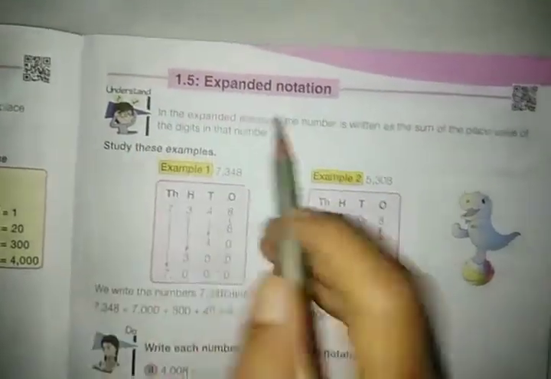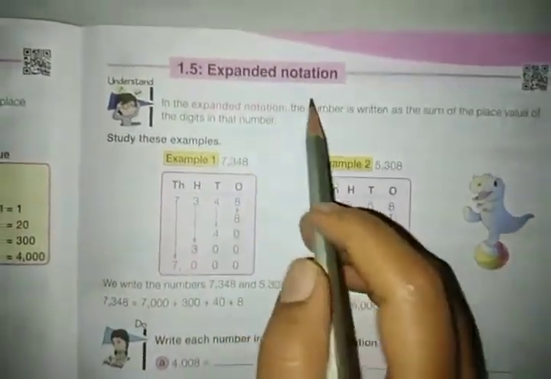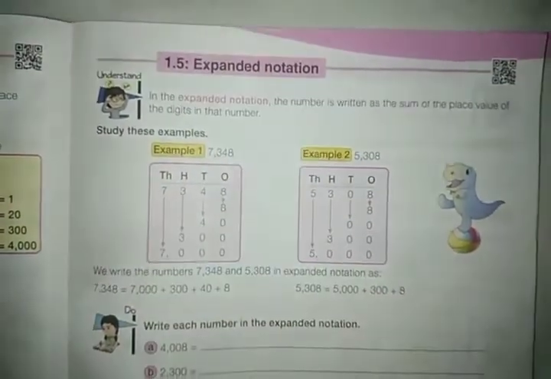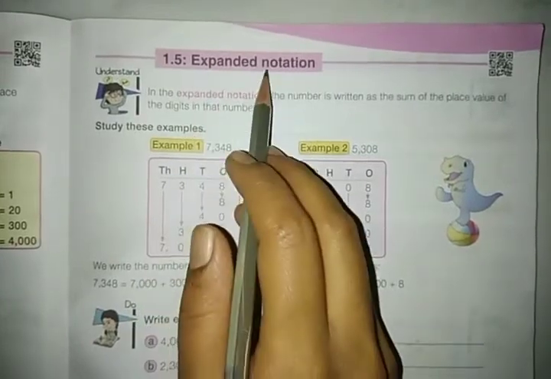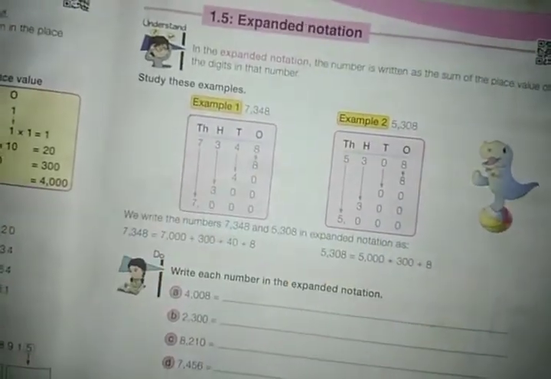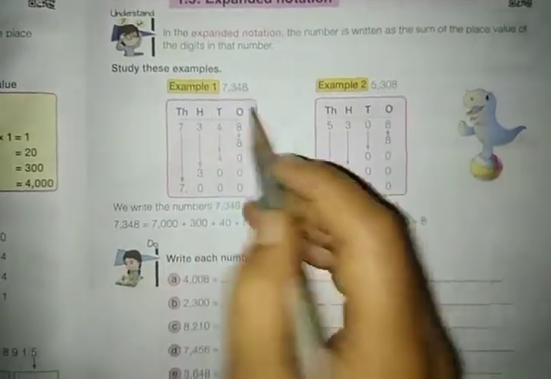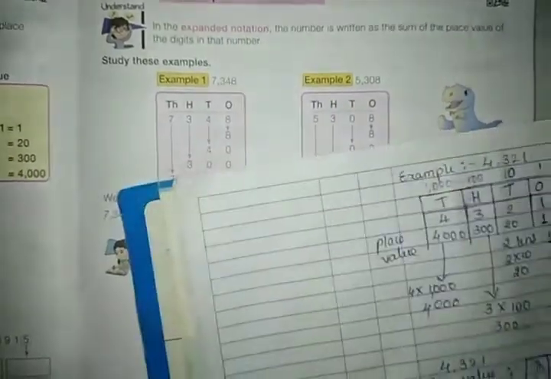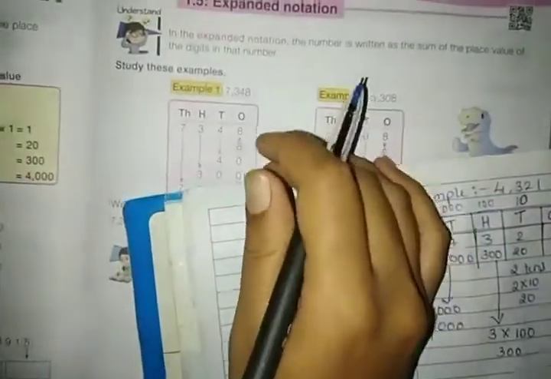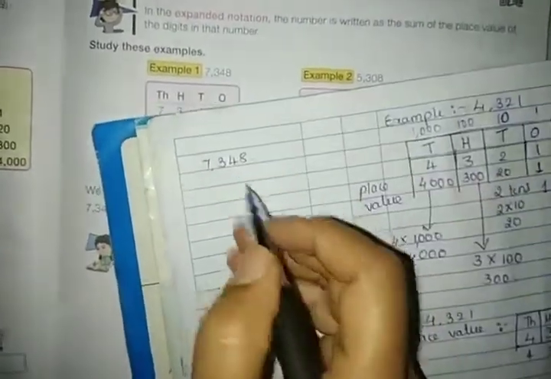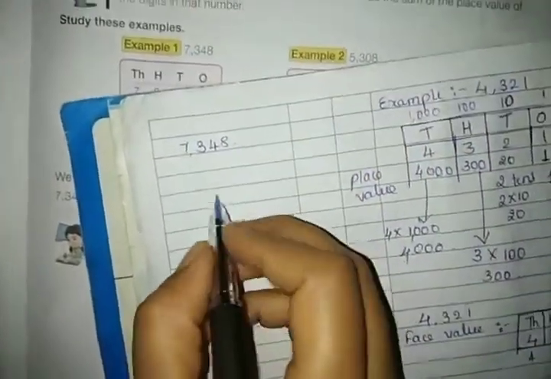Now we'll see, children, how to expand and write 4-digit numbers. We'll see the expanded notation, and the expanded form and standard form we'll learn today. See for example 7348. Children, in third standard you have learnt how to expand a 3-digit number.